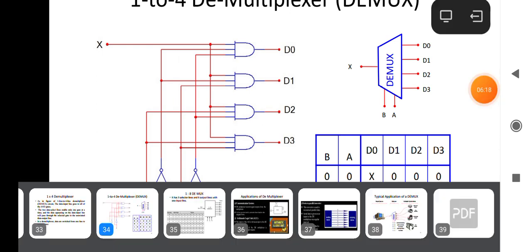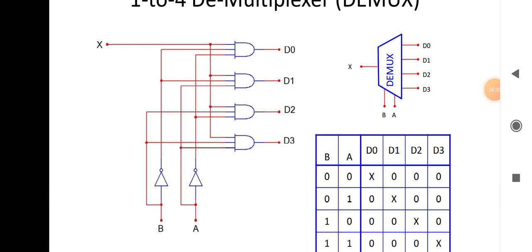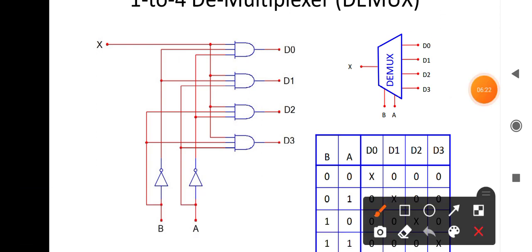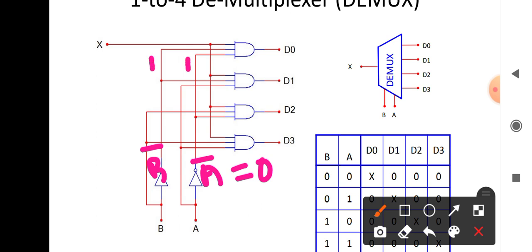So here we can see we are giving the A complement here and B complement here, and we are giving A equal to B equal to 0 here. 0 complement is what? 1. So both inputs are 1, and this input is always 1, and when all 3 inputs of the AND gate are high, then the output will be high.